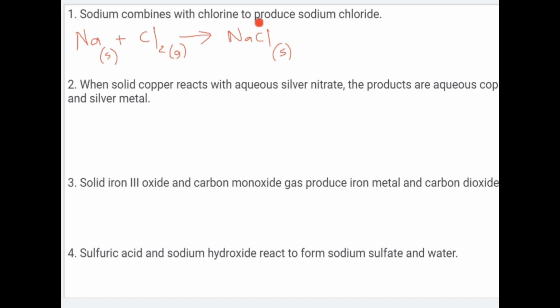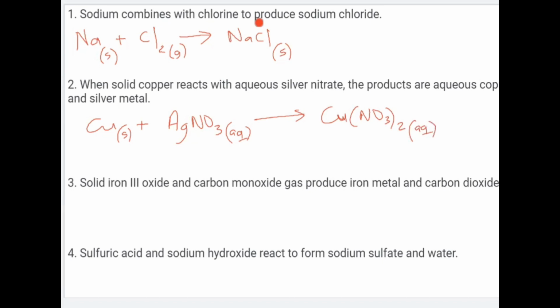All right. Next one is when solid copper reacts. So we're going to have copper in its solid state. It reacts, so we put a plus sign, aqueous silver nitrate. So silver nitrate is AgNO3. Right, and it's aqueous, so we put aq as its state, and it produces, so we go with an arrow, aqueous copper nitrate. So that's Cu(NO3)2, it's aqueous, so we put aq, and it gives us the silver metal, so metal would be in a solid state.